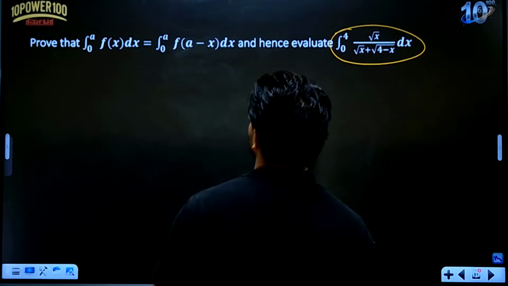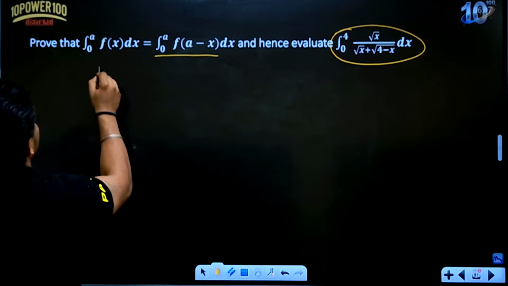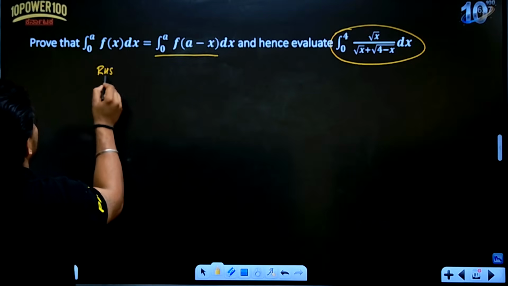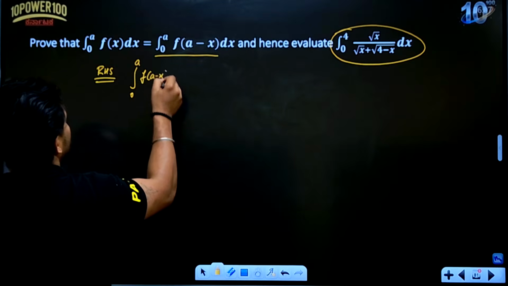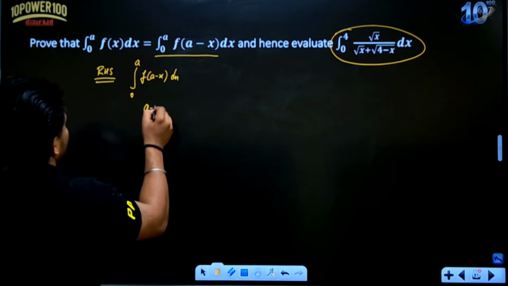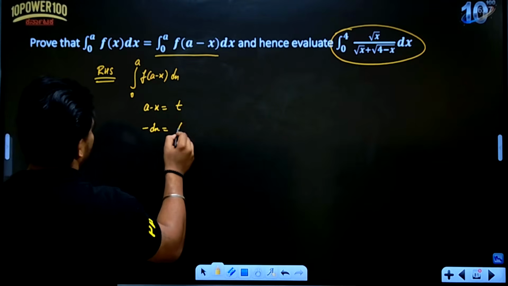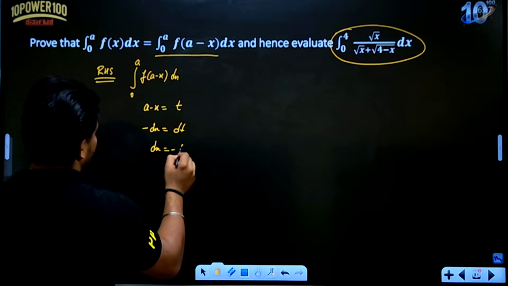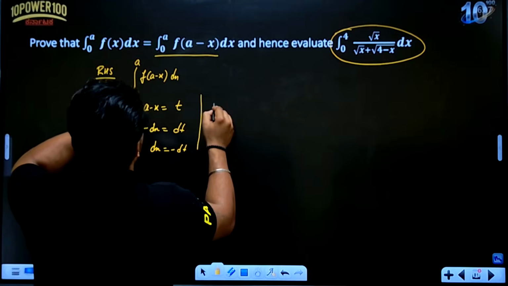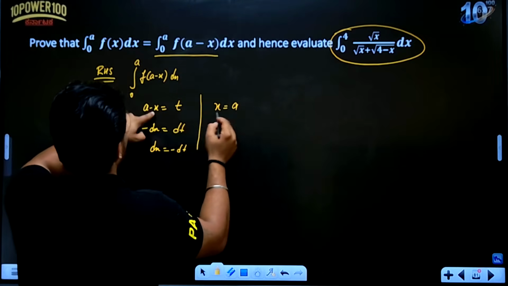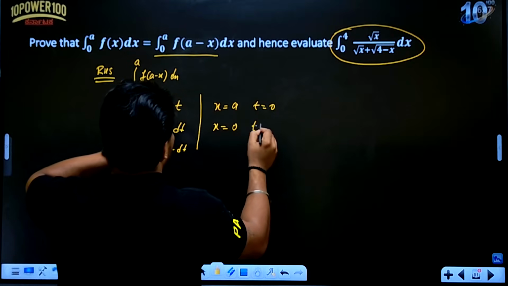So now, let's take this property. f of a minus x, that is the RHS, right? So integration 0 to a f of a minus x dx. Now I'll take a minus x equal to t. If I differentiate, minus dx is equal to dt, so dx is equal to minus dt. Now we have to change the limits. When x is equal to a, t becomes 0, and when x is equal to 0, t becomes a.